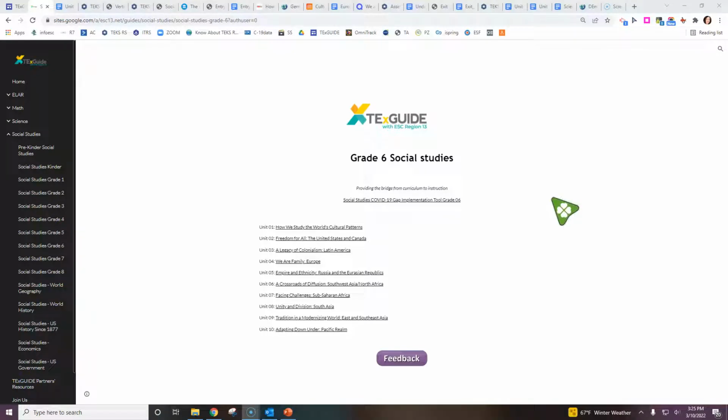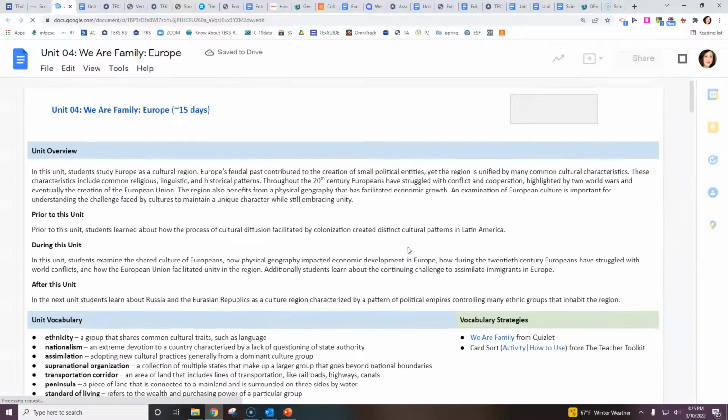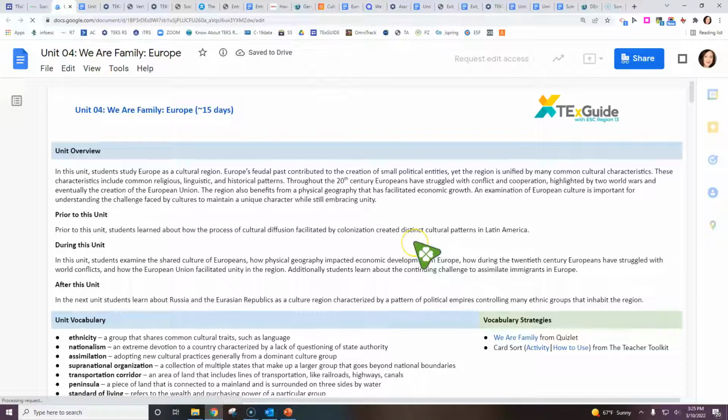Now let's take a look at what types of resources are available to you on your text guides. We're going to take a look at 6th grade social studies to do that today. As I launch my text guide, I see familiar information, but now I want to look at it through the lens of resources. On a text guide, there are 3 different types of resources available to you.